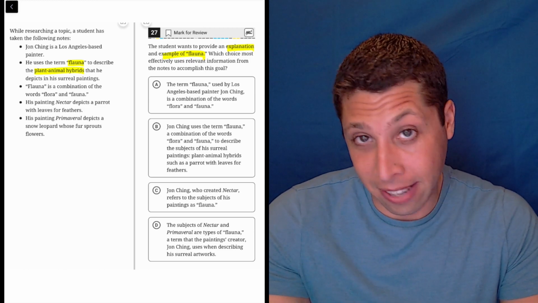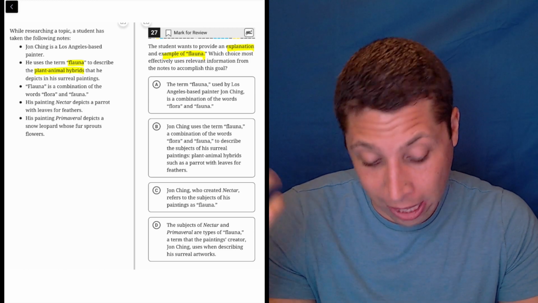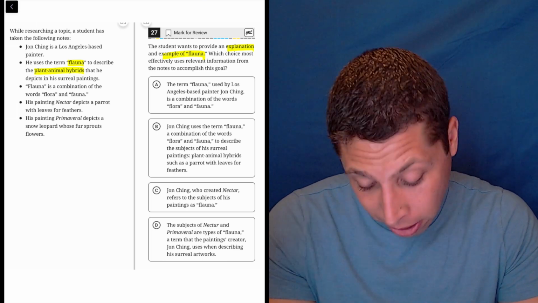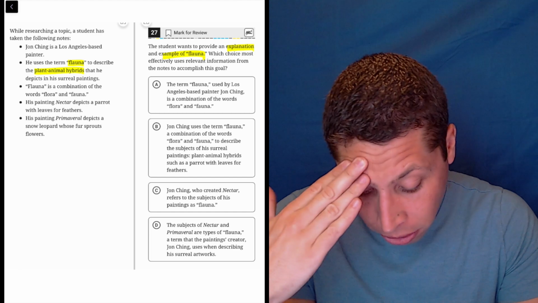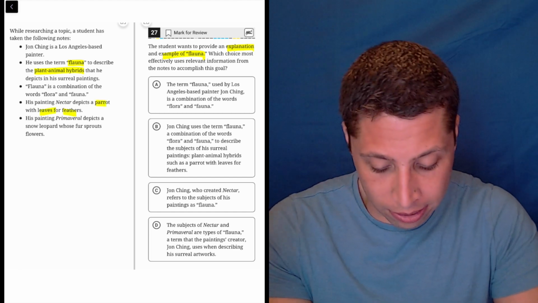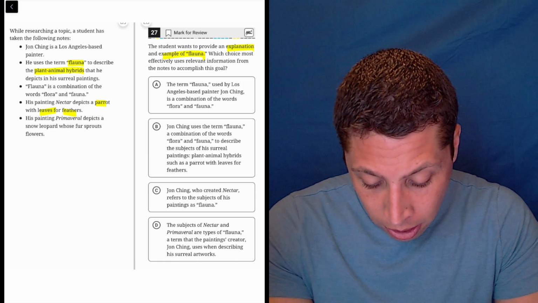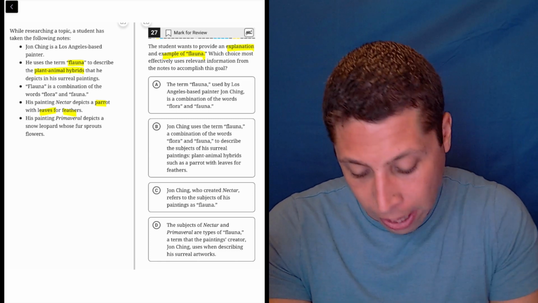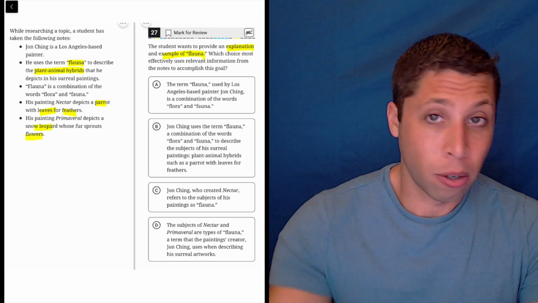Okay, maybe that's the example that they want, or explanation, I guess, is like what the word comes from. I don't know. That might be useful. His painting Nectar depicts a parrot with leaves or feathers. Okay, parrot with feather leaves. That's an example. His painting Primaveral depicts a snow leopard whose fur sprouts flowers. So the leopard and the flowers. Okay, so it could be both, could be one.